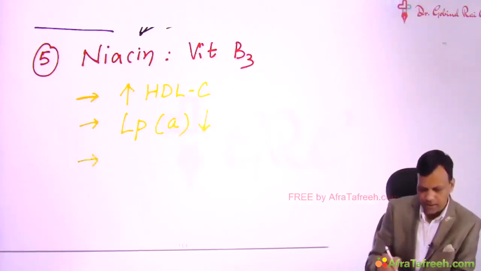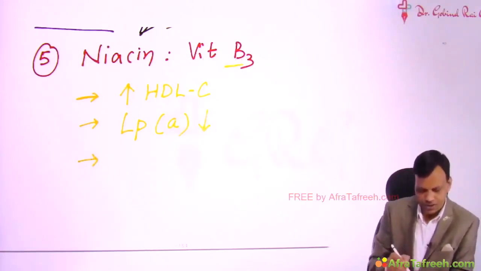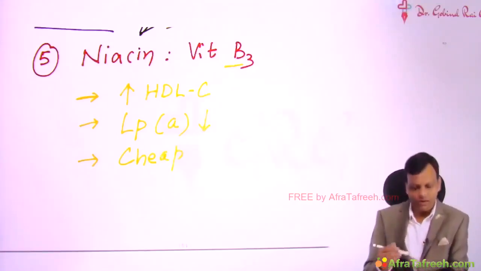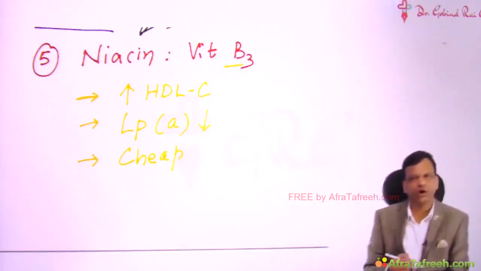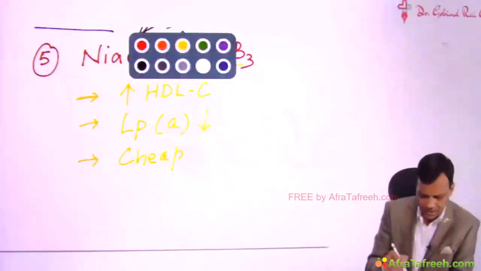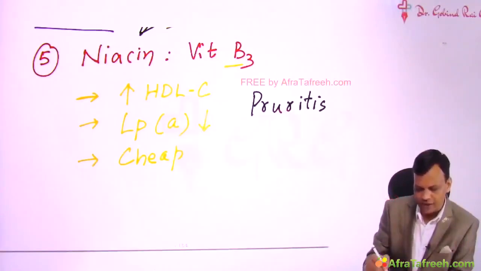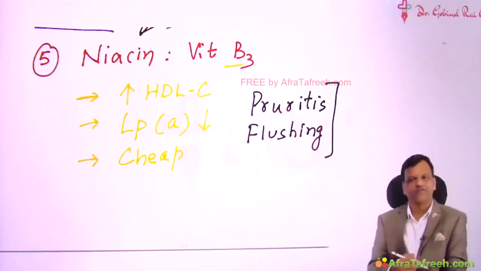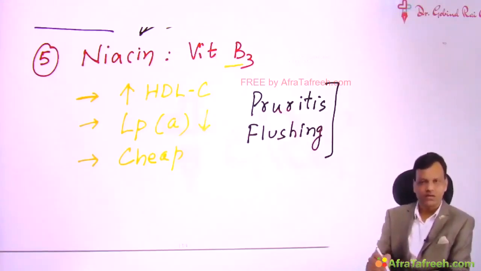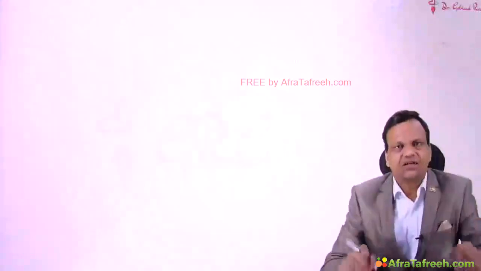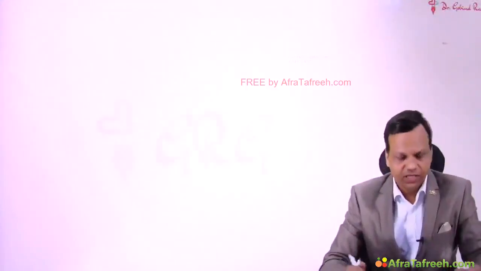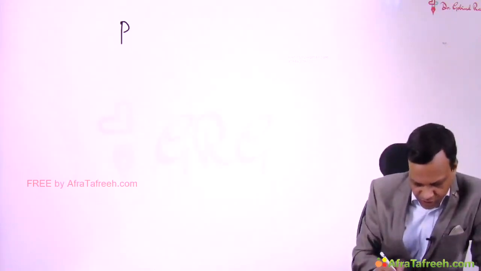And another important thing, niacin is vitamin B3, which is very cheap. So it is the least expensive drug, very cheap drug. So in spite of all these advantages, niacin is not commonly used. The reason is niacin causes side effects like pruritus, means itching, and flushing. These are the compliance limiting side effects of niacin. So if we give niacin to any person, mostly they will stop taking it after a few days because of pruritus and flushing. These adverse effects of flushing and itching are assumed to be due to release of prostaglandin D2.